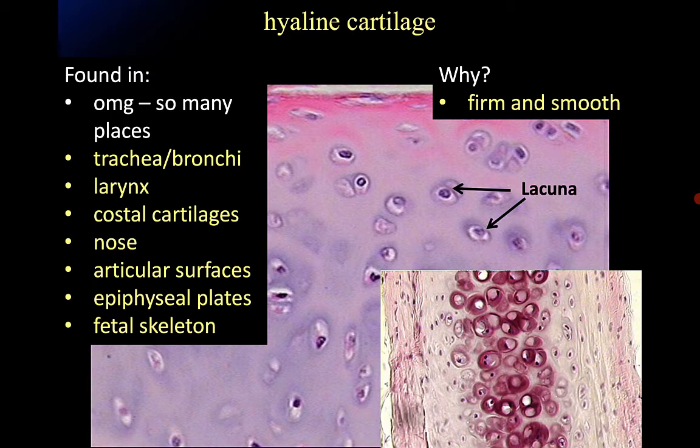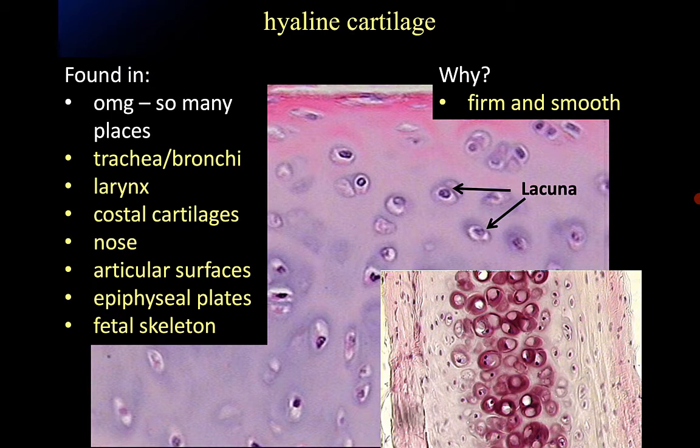And where do we find it? Lots of places. So we find it in our trachea and our bronchi. When we talk about our trachea being held open by C-shaped cartilaginous rings, they're made of hyaline cartilage, which are nice and rigid. You can actually feel your larynx, your voice box, just kind of push on where you think your Adam's apple is. Nice and solid. That's made of hyaline cartilage, as are your costal cartilages that connect your ribs to your sternum. You have thinner plates of this in your nose, so they're a little bit more flexible.